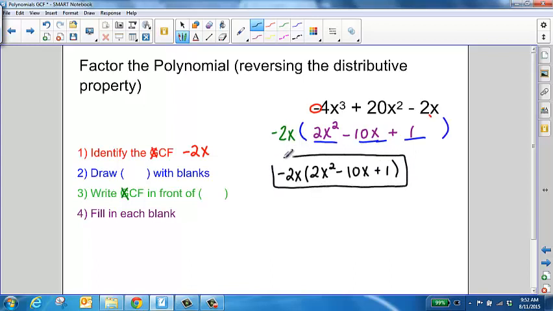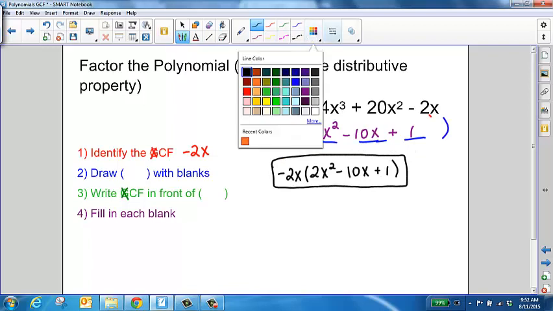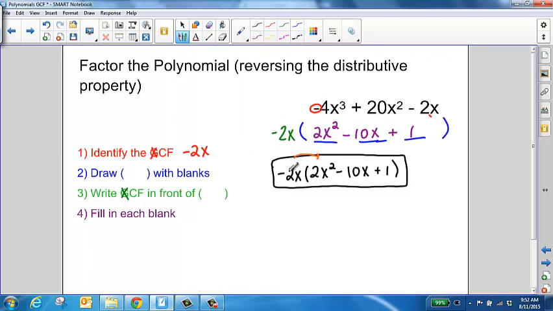And remember, we can always check our work to make sure that we did factor this correctly by using the distributive property. So negative 2x times 2x to the second gives us negative 4x to the third. Negative 2x times a negative 10x gives us a positive 20x squared. And then a negative 2x times a positive 1 gives us a negative 2x. So since this here matches our original polynomial, that means that we did factor this correctly.